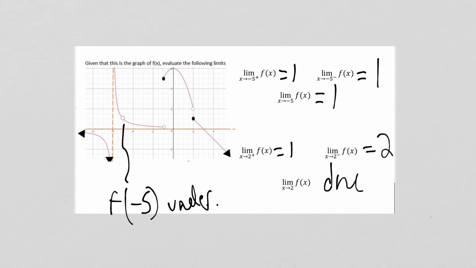And then finally, we're also going to say that the function itself at 2, f of 2, is just going to be equal to 1 because that's where we have a filled in point right here. So f of 2 is equal to 1. 2 from the right is equal to 1. 2 from the left is equal to 2. The limit as x approaches 2 does not exist. And f of 2, the function itself, is just equal to wherever the point is, which is at 1.